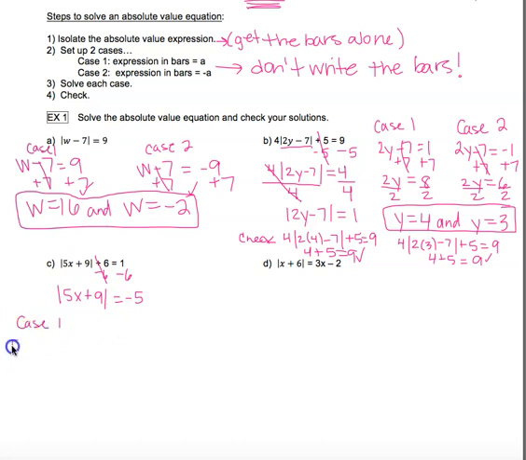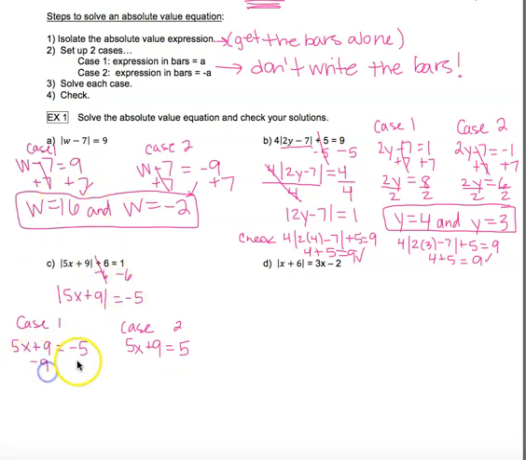Case 1, set what was in the bars equal to the answer. Case 2, set what was in the bars, which is 5x plus 9, equal to the opposite of the answer. The opposite of negative 5 is 5. Now I'm going to solve both cases.